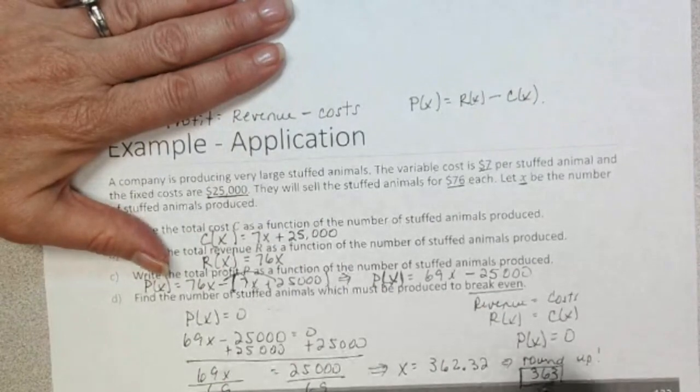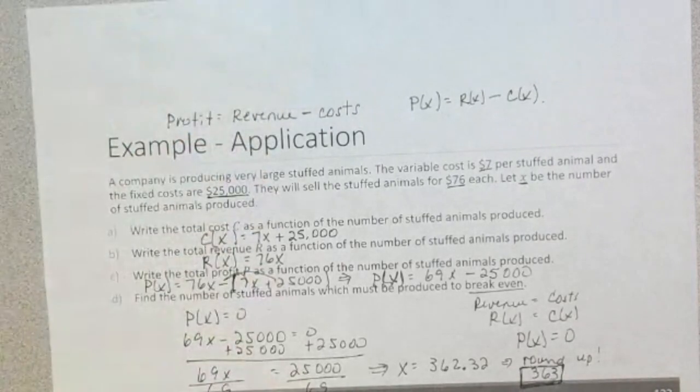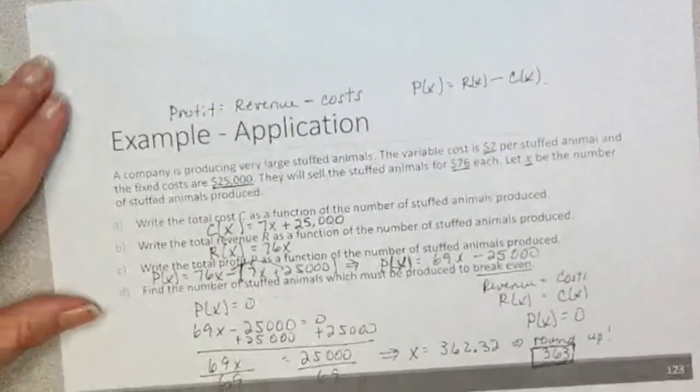I need to produce and sell 363 stuffed animals before I hit my break even. I'll have a little bit of money there because I can't exactly hit break even, but I won't hit break even if I only sell 362. My costs will still be just a little bit more than my revenues.